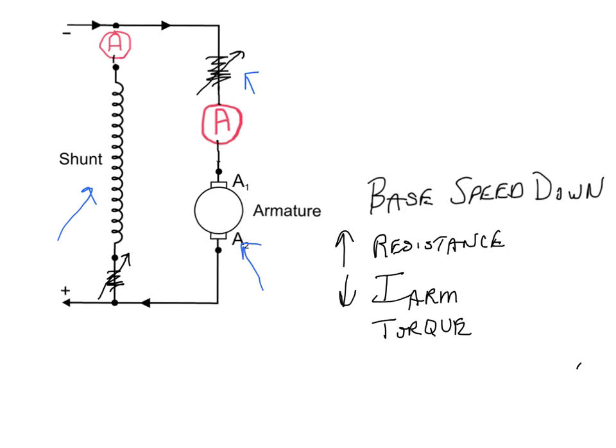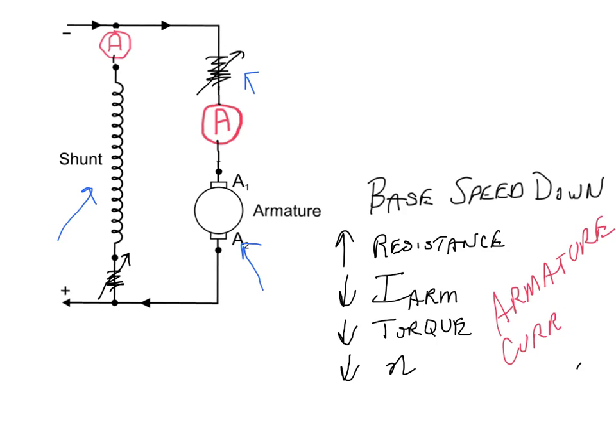Well, it stands to reason that with less armature current, we're going to have less torque. With less torque, what does that mean for speed? Clearly that means we're going to reduce our speed. Our speed will go down to a new equilibrium to make sure that we're still driving the load. So that's really your base speed down, and that's only by affecting armature current.